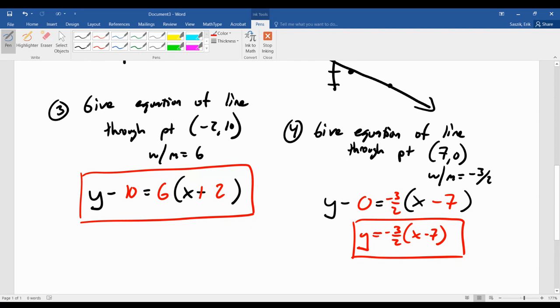All right. That's a short introductory lesson on point slope form. I'll do a second lesson that continues with this a little bit, and then we'll talk about vertical and horizontal lines as well. Okay.